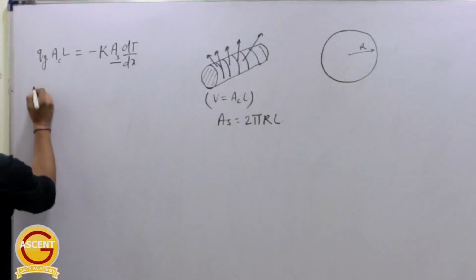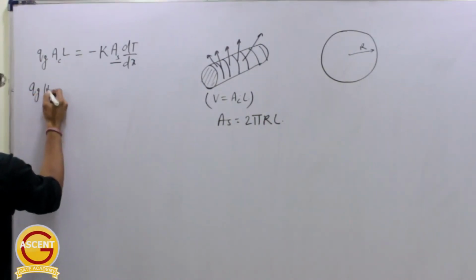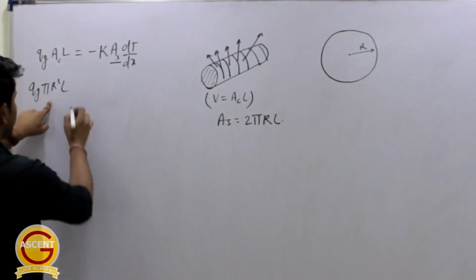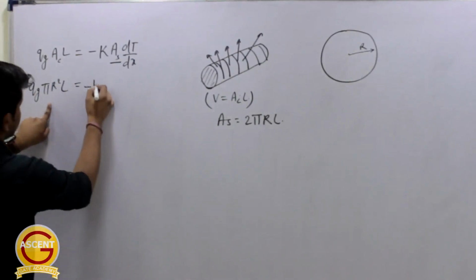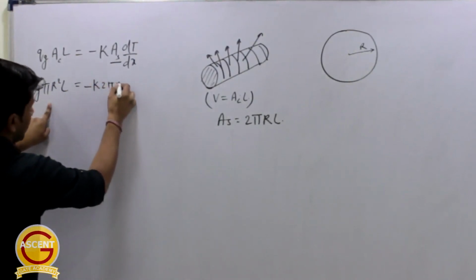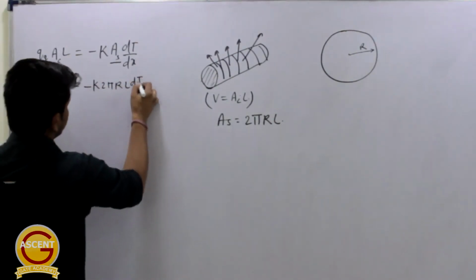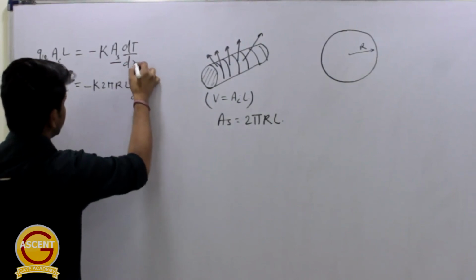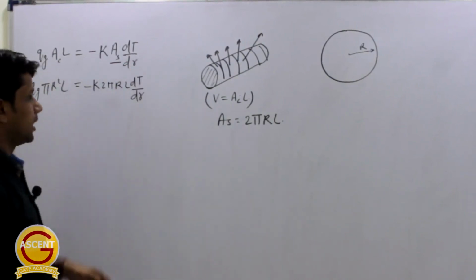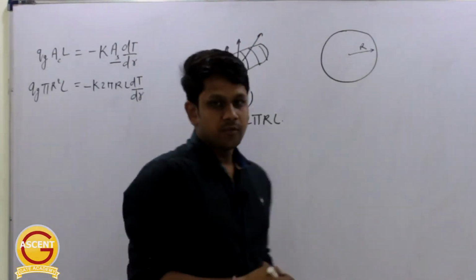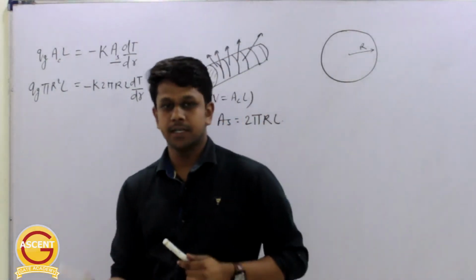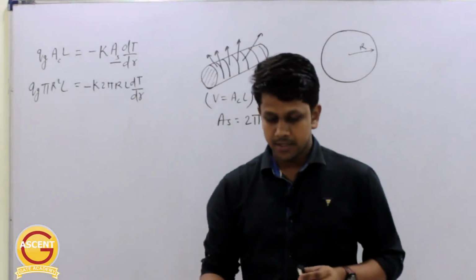So here we can write this Qg into pi r square into L, because this is the cross sectional area, will be equal to minus K into 2 pi r into L into dT by dr, right? This is not x because it's cylindrical coordinate, so it will be dT by dr. So you have to be very careful about this area, especially in cylinders and spheres, as this area is different, right?